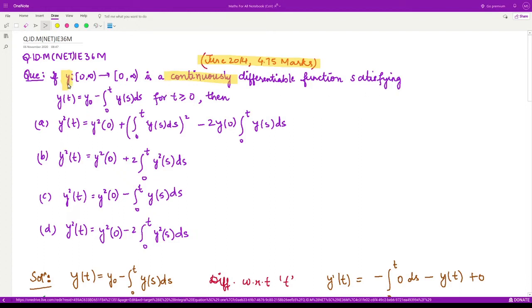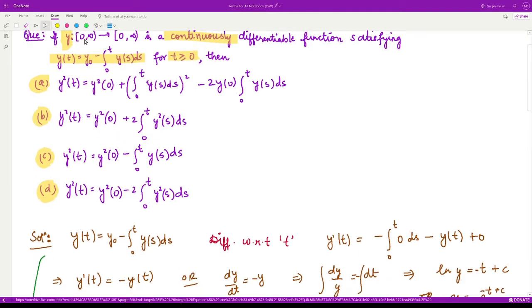That means this function is the solution of this integral equation, where the variable t is greater than or equal to 0. Then they are asking which among these four is true for the given y. So firstly we need to calculate the solution to this integral equation: y(t) = y₀ − ∫₀ᵗ y(s) ds. This is our integral equation.